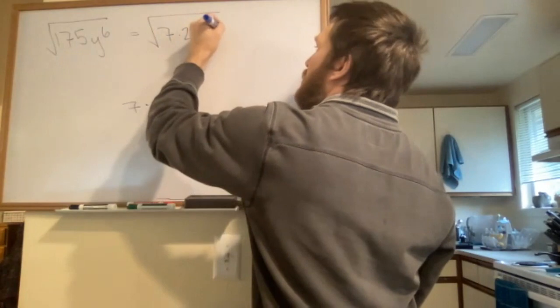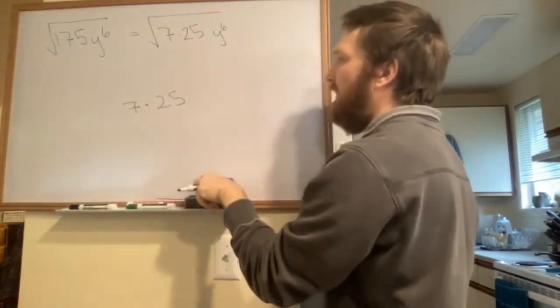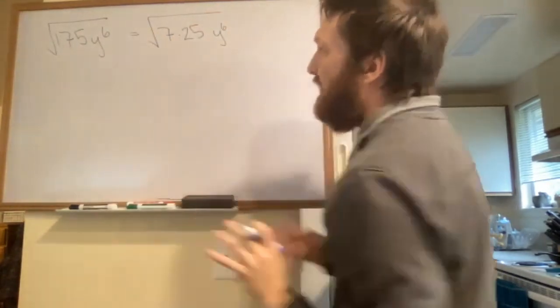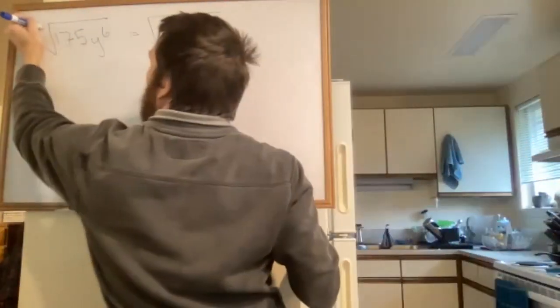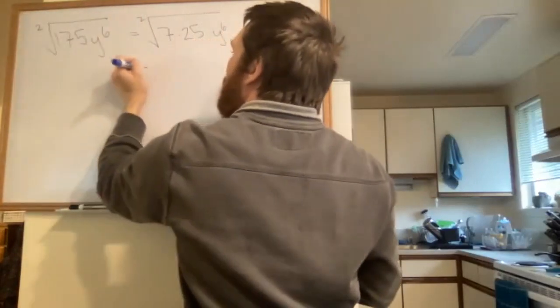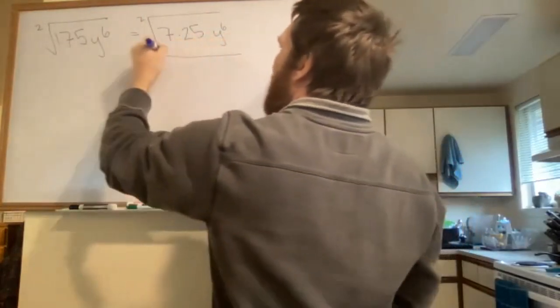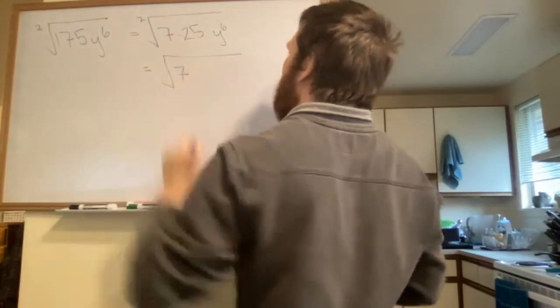Okay, so 7 times 25. Y to the 6th. Okay, we'll get there. But now I'm thinking, wait, this is a square root, right? And so I'm looking to group things into groups of 2s or into squares. How can I rewrite 25 as a square?